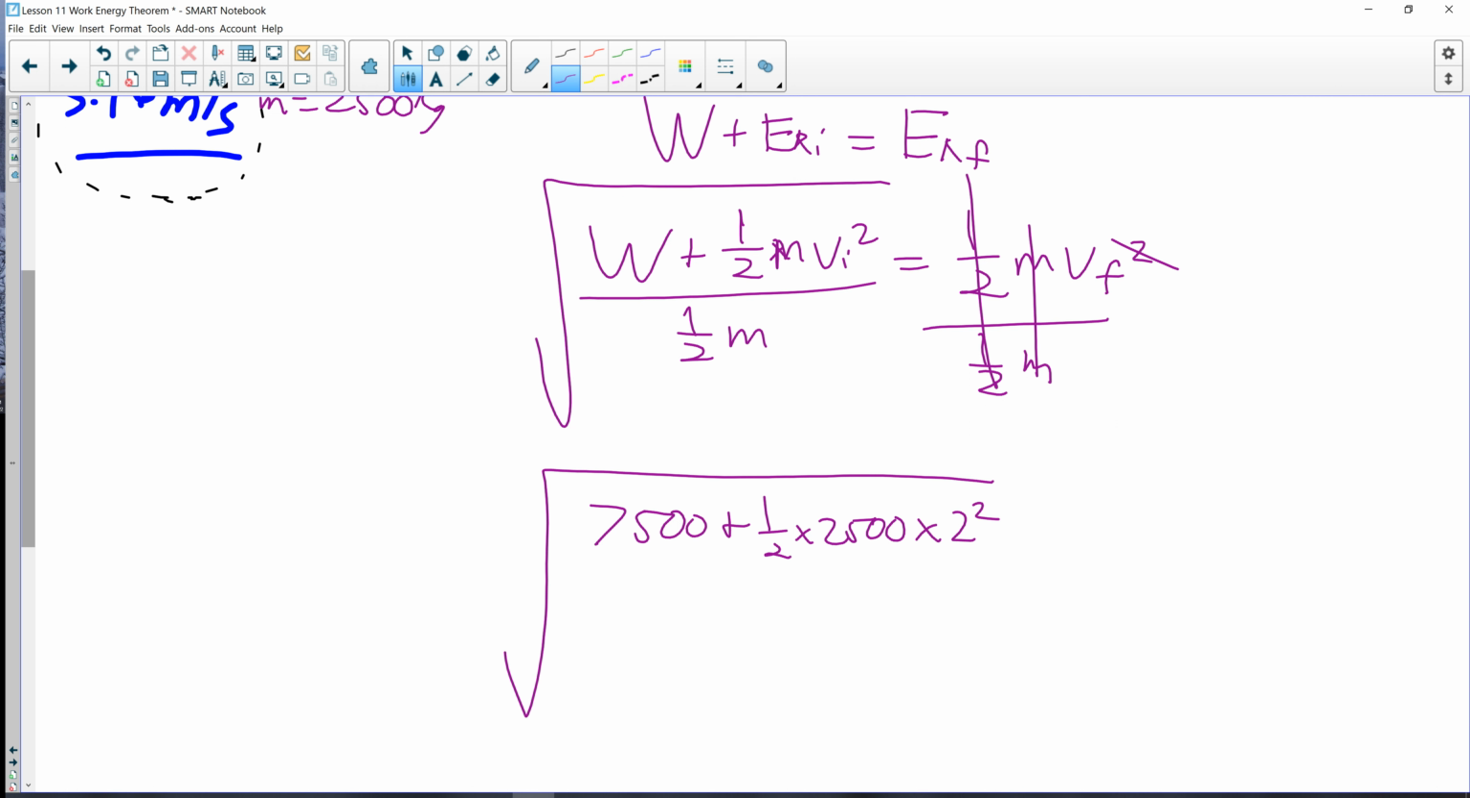times 2 squared, the initial speed of the truck, divided by 1/2 times 2,500.